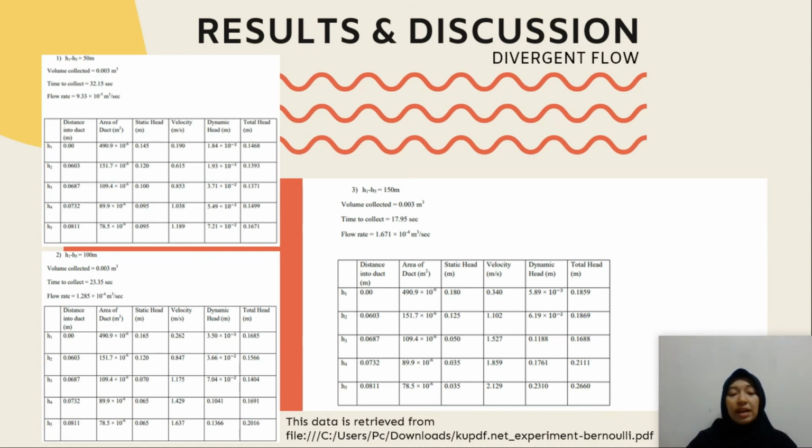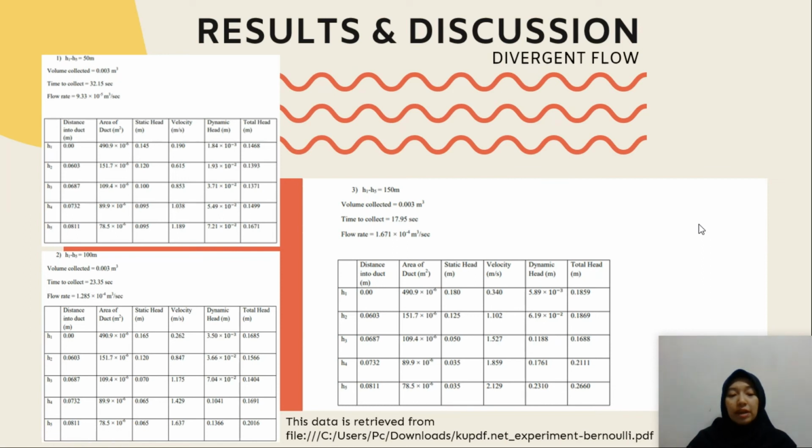However, after the experiment, there are some errors in the results shown in the divergent flow, as it shows some rise and also drop of total head from H1 to H5. As an example, if you look here, there is a drop and then a rise. You can also look at here and also here.